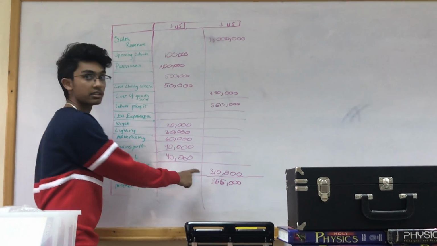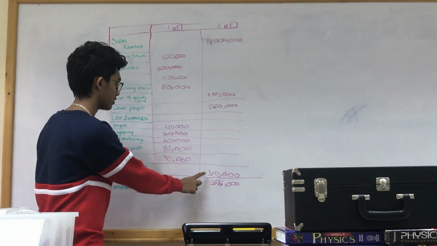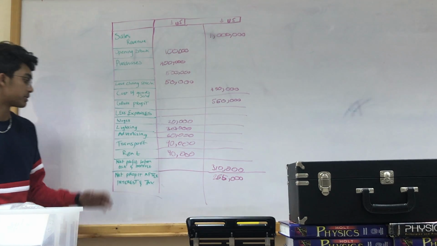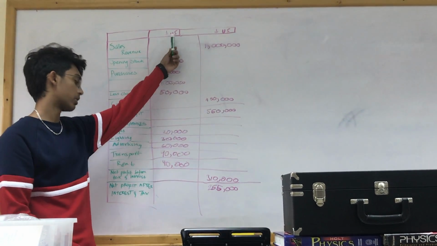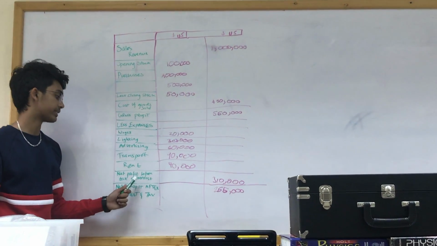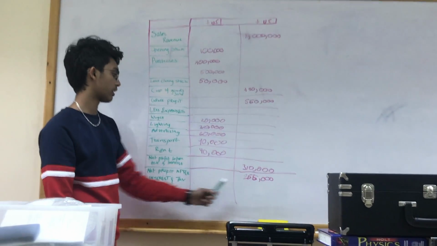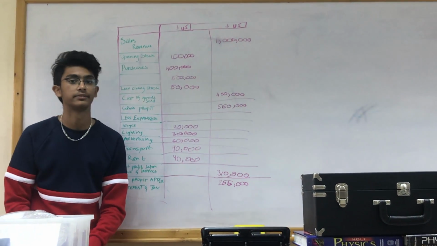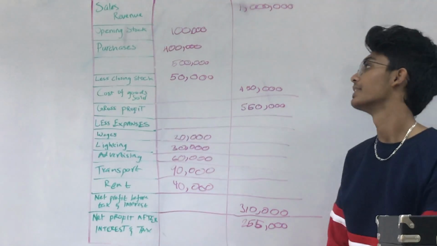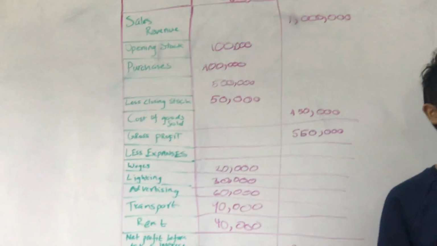So this company, for example, got 310,000. So this 310,000 was before the tax and interest. So depending on the country you're in, over here we have America. Over here, after the tax and interest, we have a total of 255,000, and that's how you would work a profit and loss account.